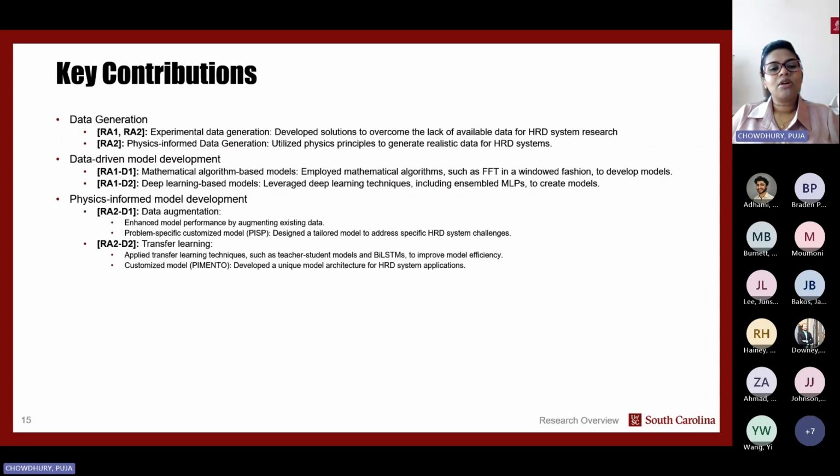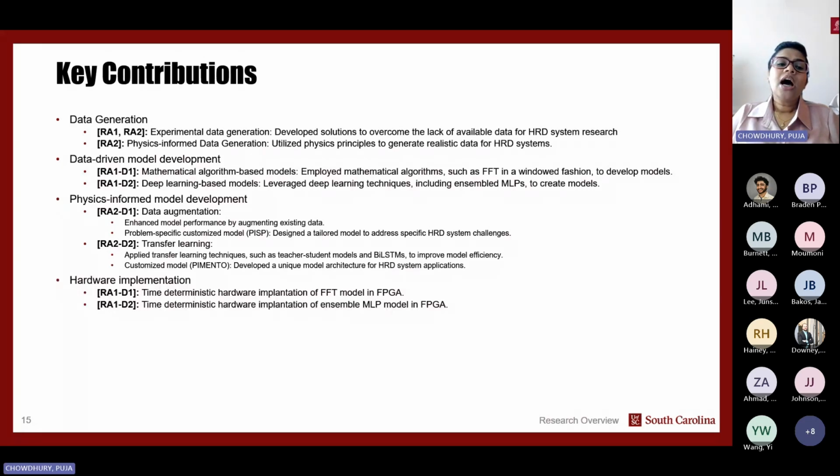For improving the model and removing the cons from the previous analysis, I did some physics-informed model development in research area 2. Research area 2 has two directions. In the first direction, I followed data augmentation, which built a problem-specific customized model named PISP. The second direction followed transfer learning-based machine learning, which is another customized model named Pimento, developed and gave some good performance.